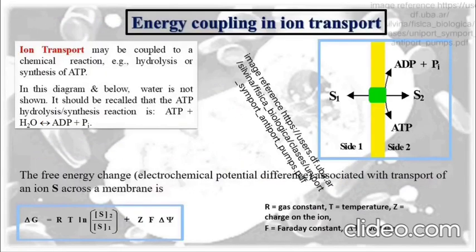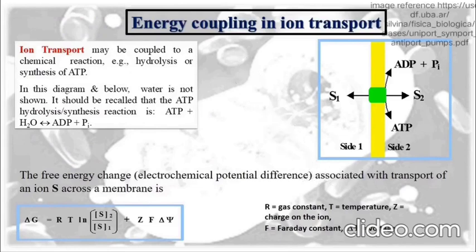Coming to the enzyme coupling reactions in transport, ion transport may be coupled to a chemical reaction, which is the hydrolysis or the synthesis of ATP. In the diagram, the involvement of this hydrolysis was not shown clearly, but it should be recalled that the ATP hydrolysis or synthesis reaction is nothing but water dependent, that is a hydrolytic reaction. The free energy change associated with the transport of an ion S across the membrane is indicated below.